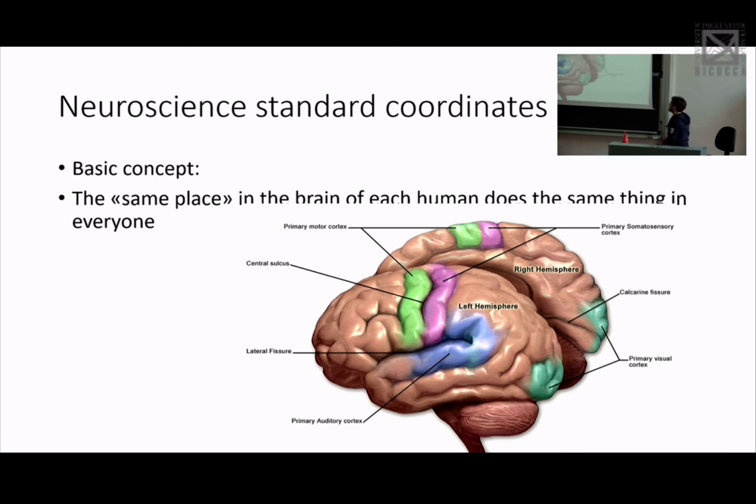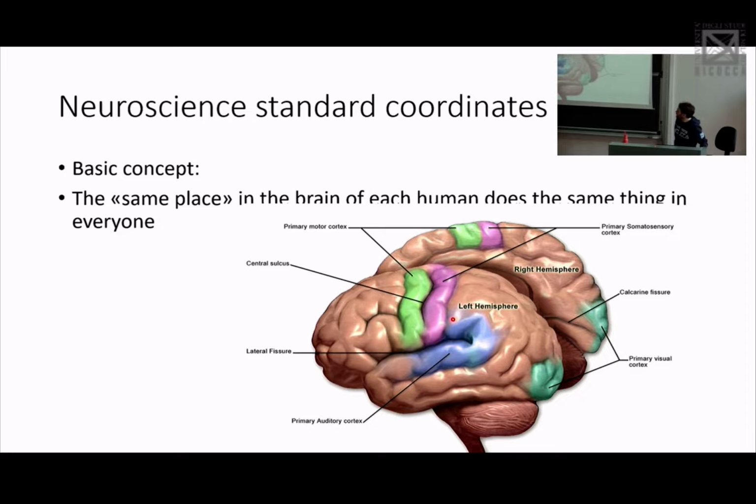Now, what's the single basic concept behind neuroscience? It's the existence of a standard brain. The concept of the standard brain is that the same place, whatever that might mean, in the brain of each human does the same task in everyone. And that's a pretty strong assumption, but up to a point it is true.